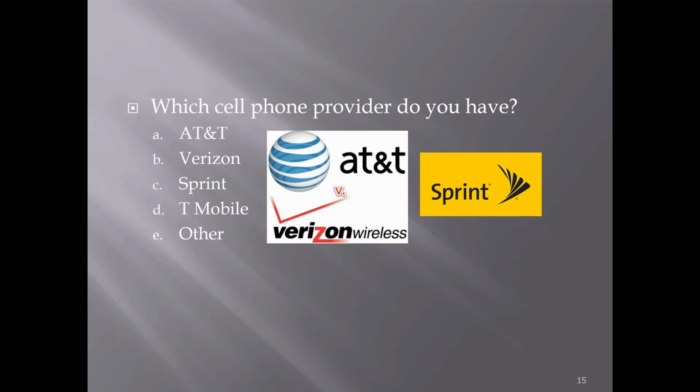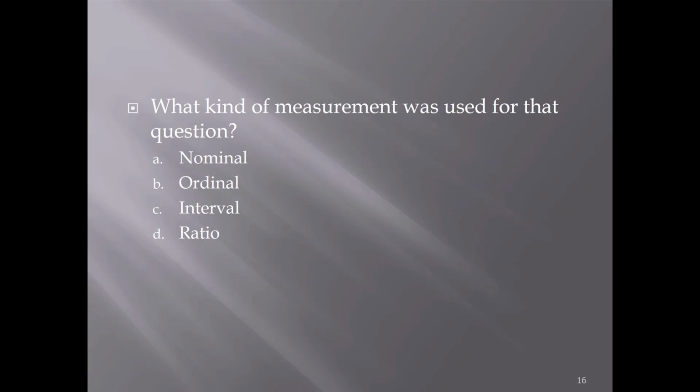And so if I were to ask which cell phone provider do you have, I just saw an infographic saying that T-Mobile is actually faster than Verizon now. Verizon is second. So I would ask that question. Notice that it's categories. So what kind of measurement was used for that? It was categories, so I'm going to take out interval and ratio. Nominal and ordinal, the question to ask is is there any kind of rank? No, I'm simply asking the question what service provider you have. I'm not saying that there's a rank structure, that one's better than the other or anything like that.